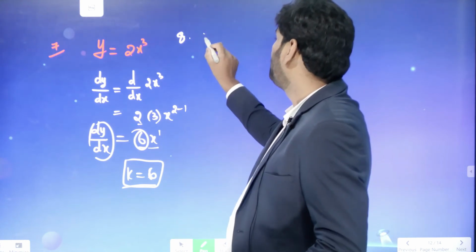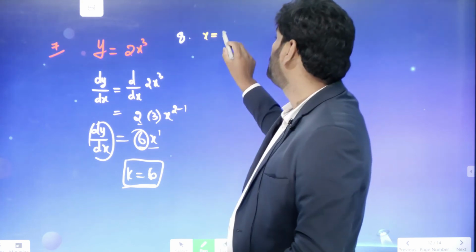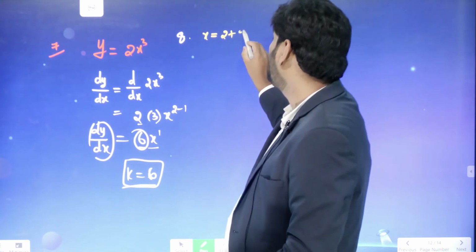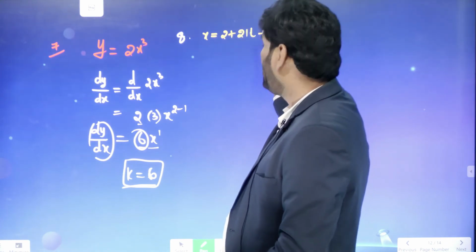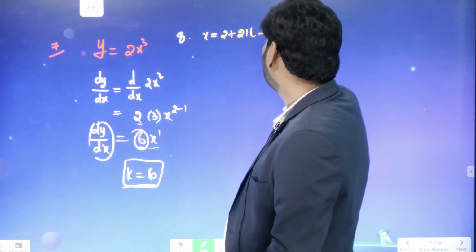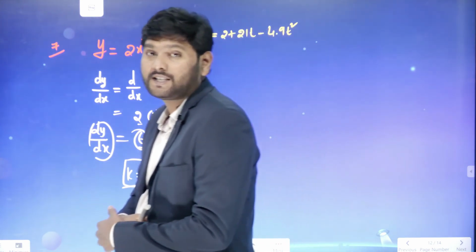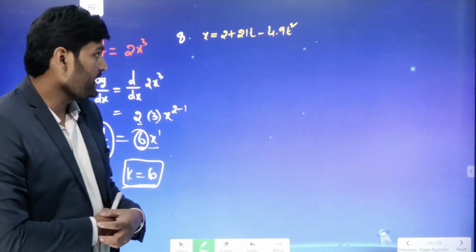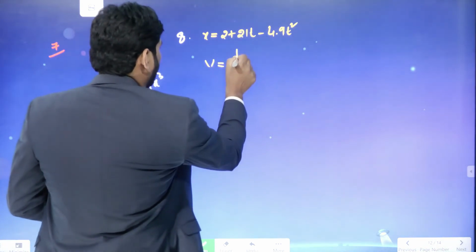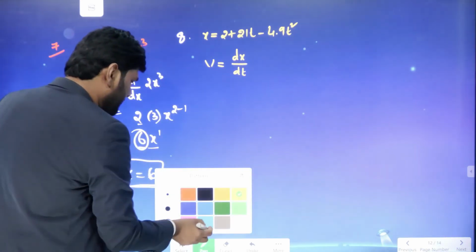First the x value. x is equal to 2 plus 21t minus 4.9 t square. This is the equation. First they are asking for v, which we mentioned already as dx by dt. So solve this dx by dt.